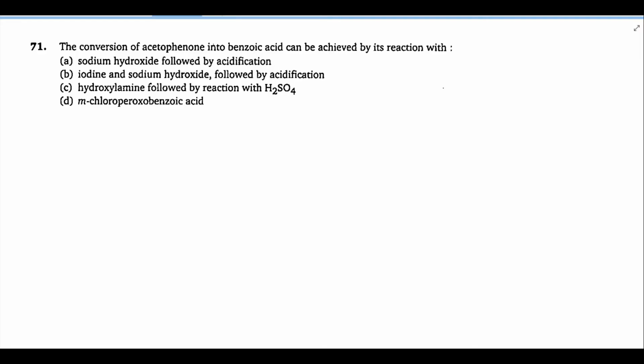Question number 71. In this question, what they are asking is: the conversion of acetophenone to benzoic acid can be achieved by its reaction with what? First of all, you can take that acetophenone. So the structure of acetophenone is this one. This is acetophenone.